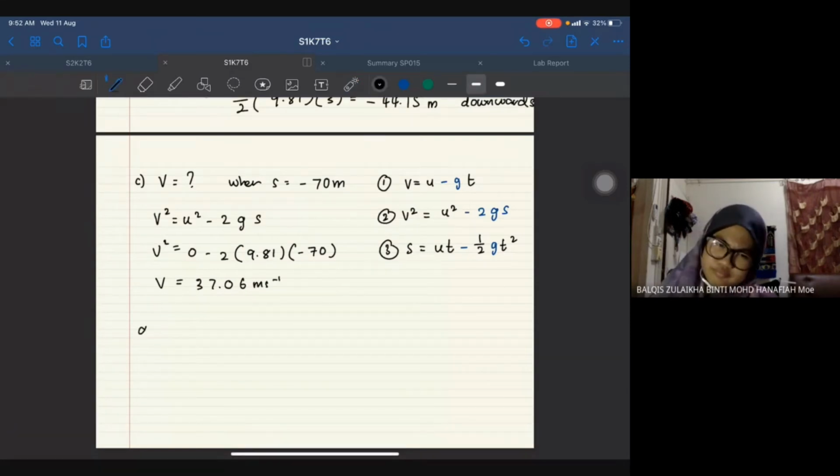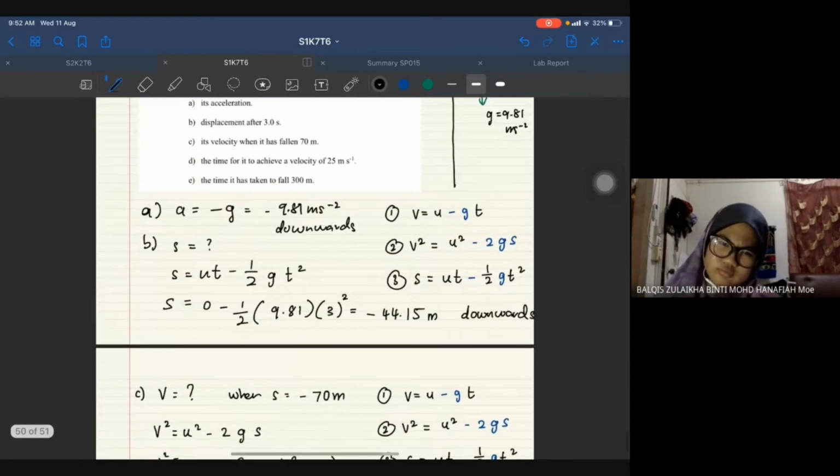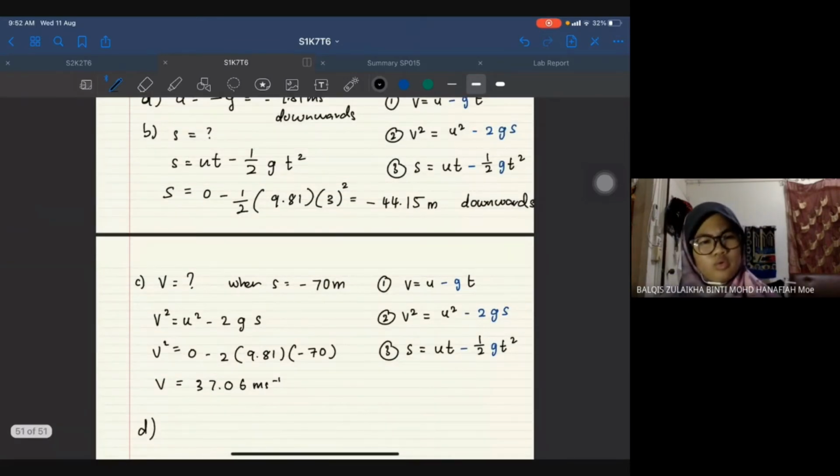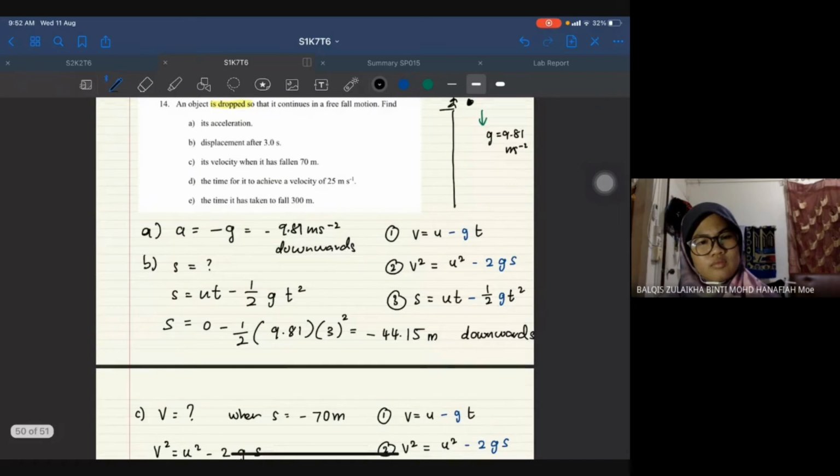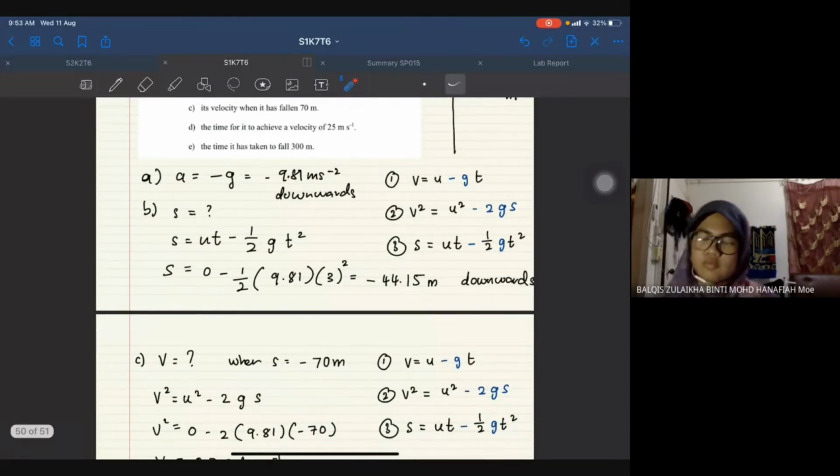After. Before sebenarnya. Sebab apa? Sebab kalau 70 meter dia dah 37. So, sebab dia 25 meter per second saja. So something above a little bit lah, sebelum lagi. Anyway, itu saja je. Okay, anyway.